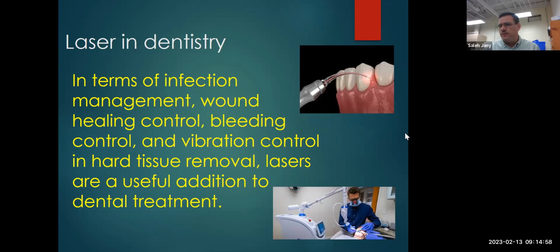Also, laser is generally heat focused, and it can be focused on the area we want to cut. There's less bleeding, less infection, because when it cuts, it will also sterilize. Also, there's less vibration when we do cutting of the teeth, and especially when you work with kids, it will be much easier. So laser is really a future thing, but it was a solution looking for a problem.